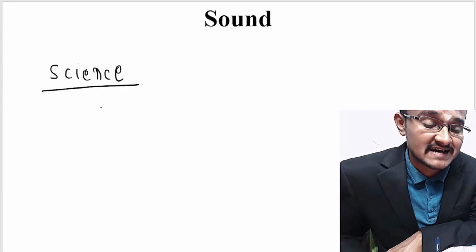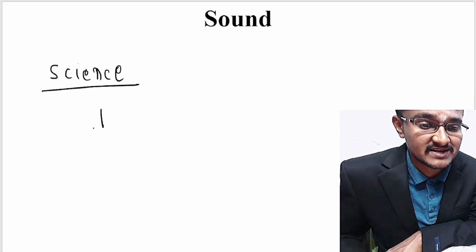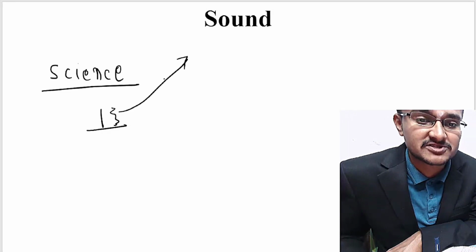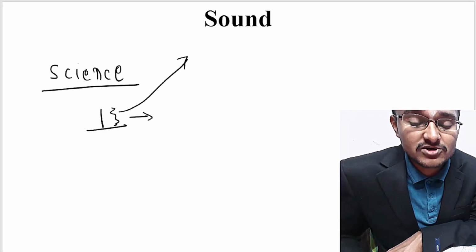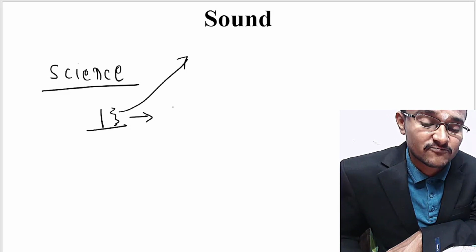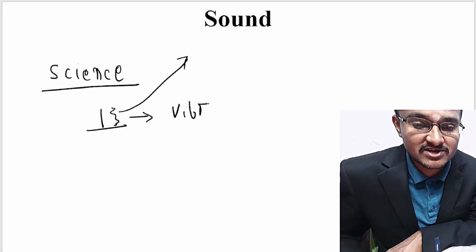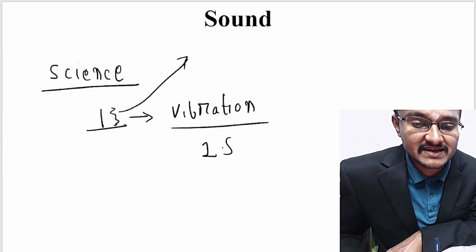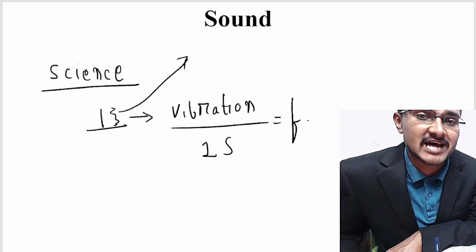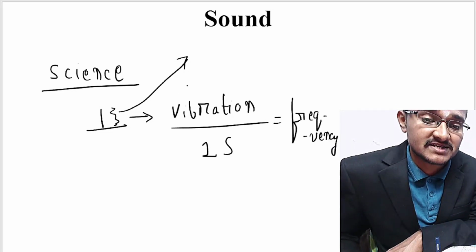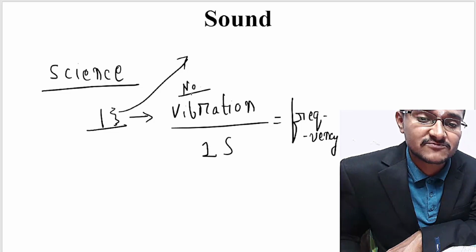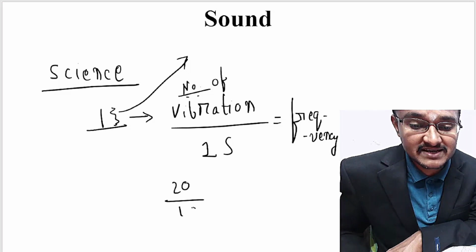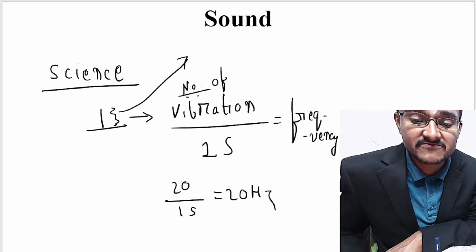As I told, when an object has to and fro motion about its mean position, it generates vibrations, and those vibrations are responsible for sound to occur. If you consider one to and fro motion as one vibration, then how many vibrations happen in 1 second is known as the frequency of that particular sound. So if an object is vibrating 20 times in 1 second, then 20 vibrations divided by 1 second will be 20 hertz frequency.